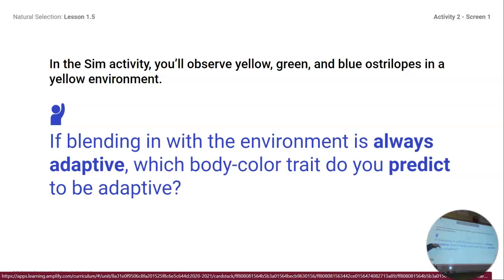And by the way, what did adaptive mean again? Adaptive? A trait that's going to help something survive. Is having an adaptive trait always going to be good in this case?